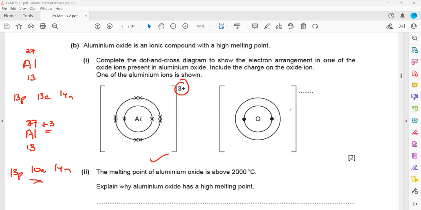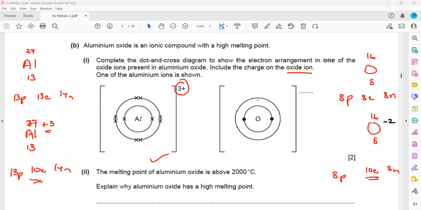Now for the oxygen ion, the oxide ion. When you check the periodic table, oxygen is 8 and 16, which means it has 8 protons, 8 electrons, and 8 neutrons. But the oxide ion: oxygen belongs to group 6. So which ion will it form? -2. If it forms -2, then it has 8 protons and 10 electrons.